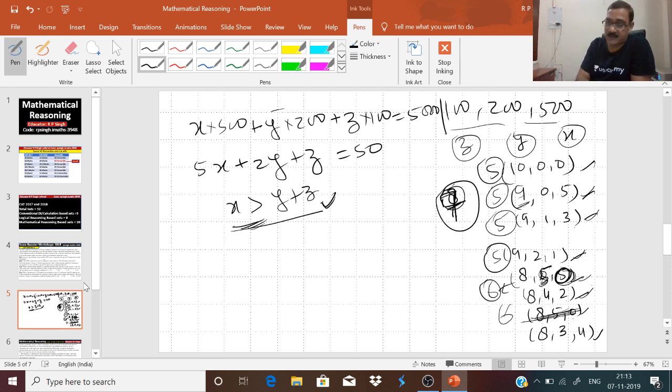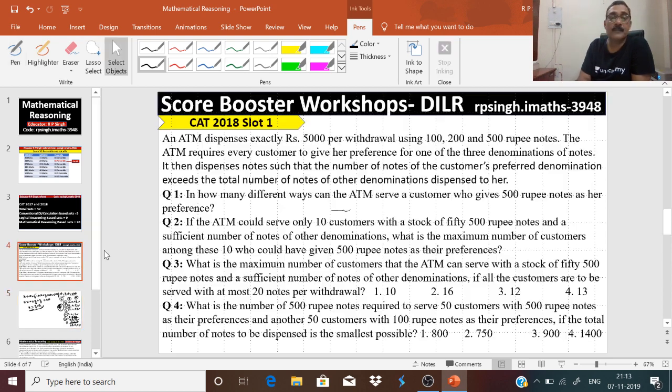So maximum how many customers can be served? Customers among these 10 who could have given 500 as their preferred denomination. So the answer is 6 guys. Right answer is 6. It is 7 ways here, and here the answer is 6 customers.